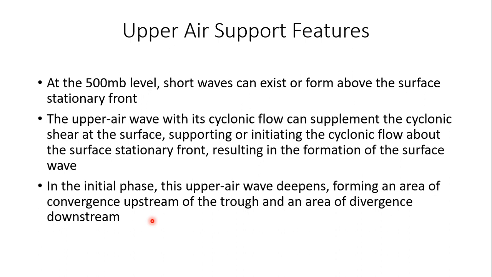You increase low level convergence that leads to upward vertical motion, and then as that divergence comes across over the top of that frontal boundary into the surface low that's developed, it's going to result in a strengthening surface low. In addition to that divergence, we have positive vorticity advection, an area of positive vorticity that moves in over that surface low. All these factors come together to produce upper air waves with cyclonic flow that is going to supplement the cyclonic shear or that cyclonic turning of the winds at the surface, supporting or initiating the cyclonic flow about a surface stationary front, and you get the development of that surface wave.